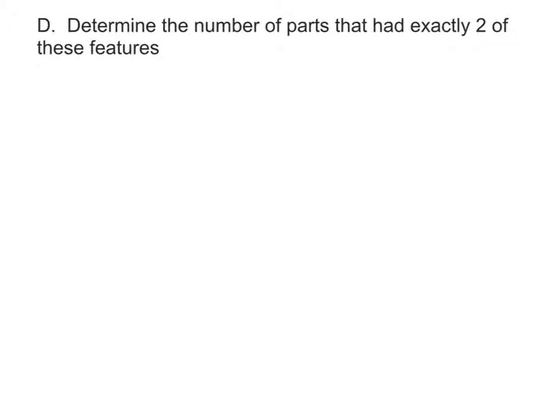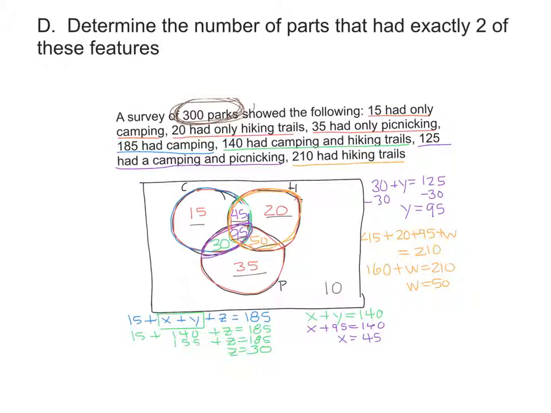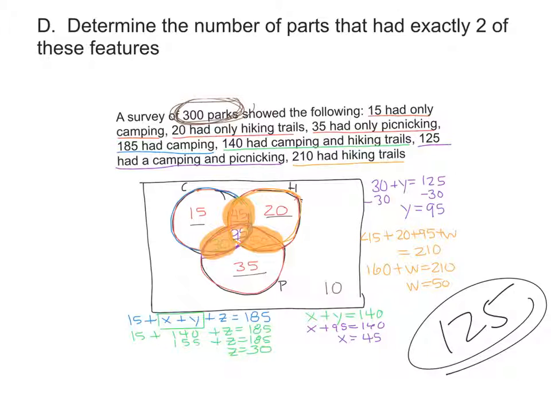D, determine the number of parks that had exactly 2 of these features. So to have exactly 2 of the features, you need to be in the double zone, but not the triple zone. So that would be your 45, your 30, and your 50. So 125 had exactly 2 of the features.